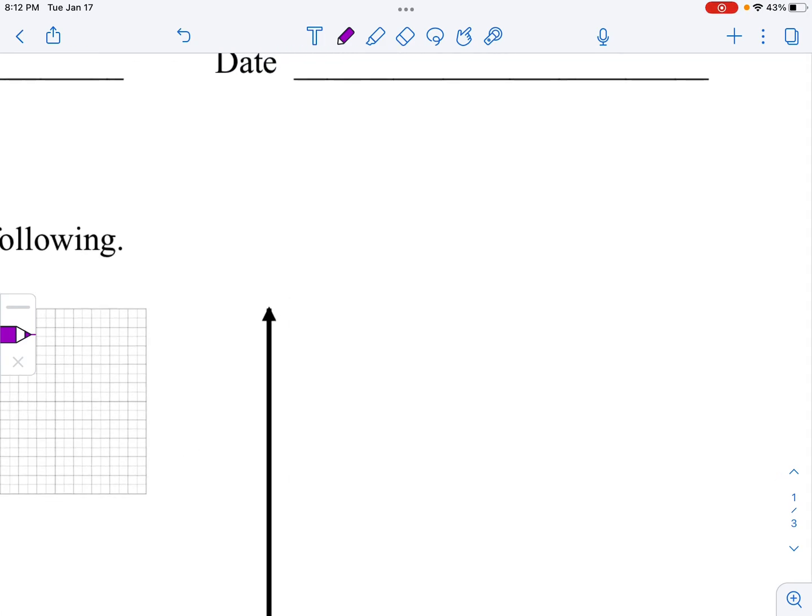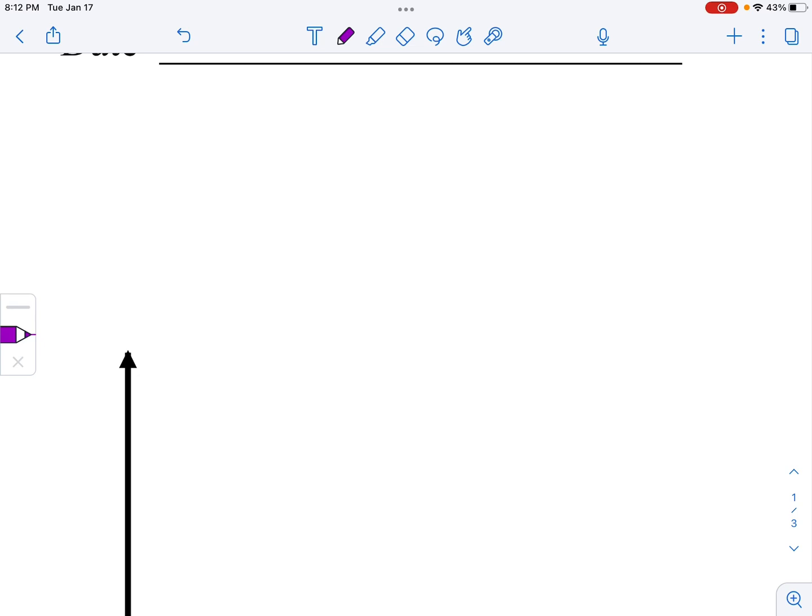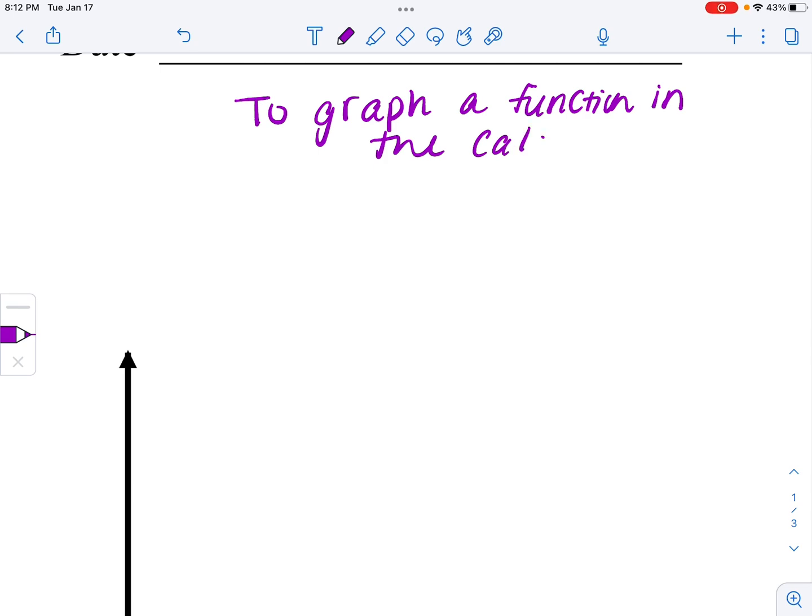So over here on the side, to graph a function in the calculator, I'm just going to write calc. Okay, step one, you're going to click on "y equals," I'm just putting it in air quotes. Y equals, that's in the upper left-hand corner of your calculator. Once you're in your y equals, you want to make sure everything is cleared.